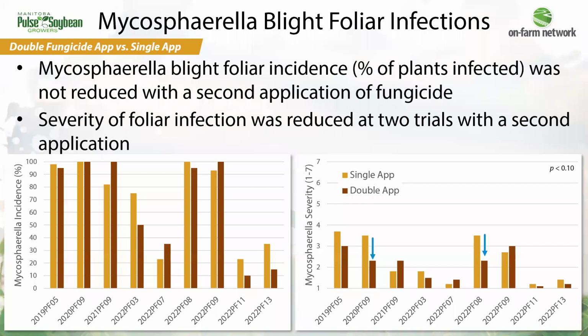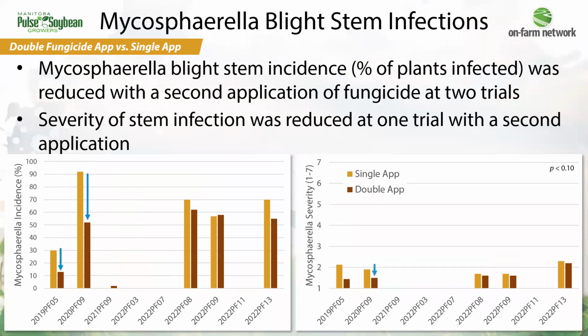Starting with Mycosphaerella foliar infections, with incidence on the left and severity on the right graph, the percent of plants with foliar infections of Mycosphaerella blight didn't change with a second application of fungicide, but the severity of infection was reduced significantly at 2 trials. And in terms of stem infections, a second application of fungicide did reduce the percent of plants with stem infections at 2 trials, and the severity of infection at one of those 2 trials.